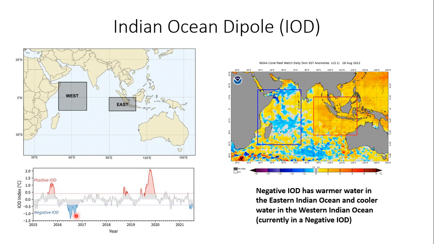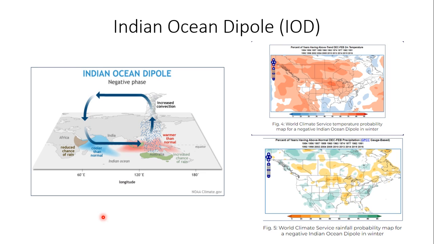There were some winters or some years where the IOD was also negative, and this was a sharply negative IOD back in 2016. Now, what about the circulation with IOD? All right, so with a negative phase IOD, this is what happens. You get rising air motion over the maritime continent in Indonesia, and that enhanced rising air motion results in a lot of showers and thunderstorms, increased convection, and there's your warmer than normal water temperatures of the negative phase IOD.